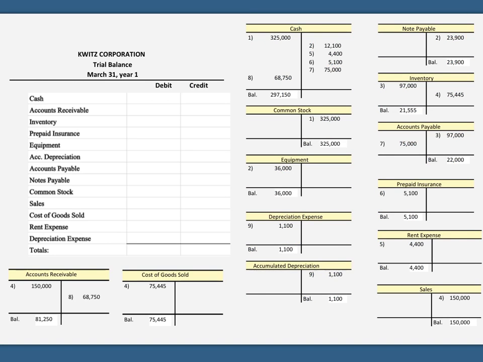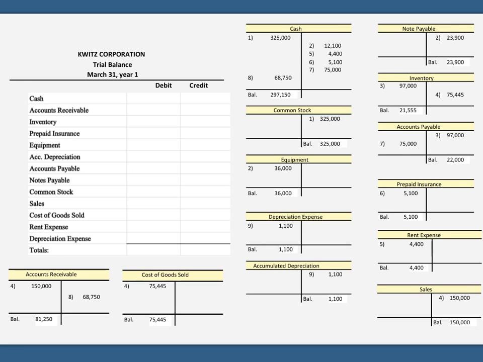Okay, so I posted the ending balances for each of the accounts now, so take a look and make sure that you got all the right balances. Most of them were very straightforward, such as common stock. There's only one transaction, so that's obviously the ending balance. The only ones you really had to do work for were cash, inventory, accounts payable, and accounts receivable. So now that we have our ending balances, what we're going to do is post them to our trial balance.